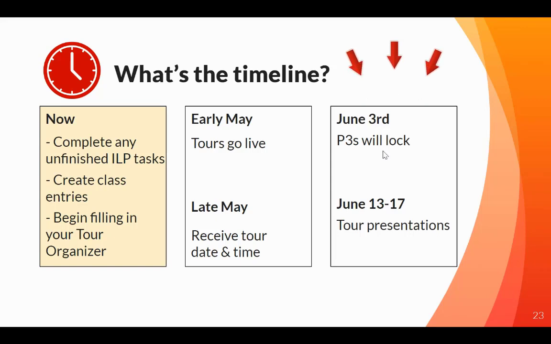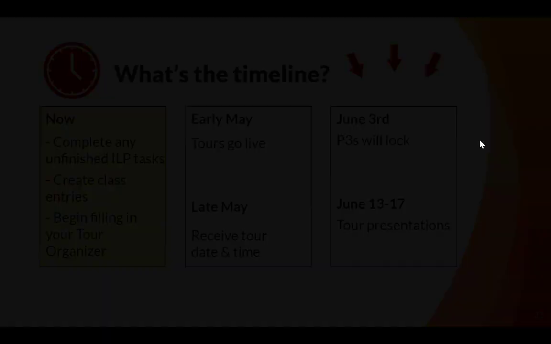P3s themselves will lock and basically become only viewable at 2:15 in the afternoon. So at that point, you can no longer enter any class entries. You can't make any changes to your tour, etc. You are locked out of the system as of June 3rd at 2:15. So you need to be done by then. This gives the teachers time to grade and prepare for the tours. The tour presentations are June 13th through 17th.